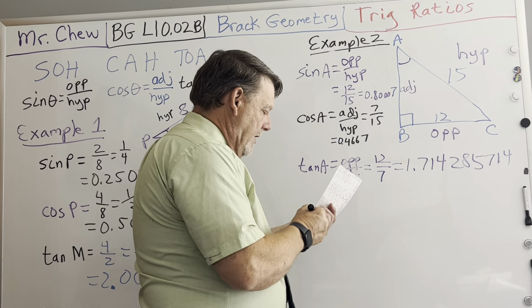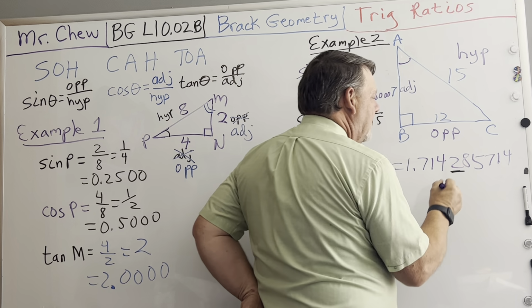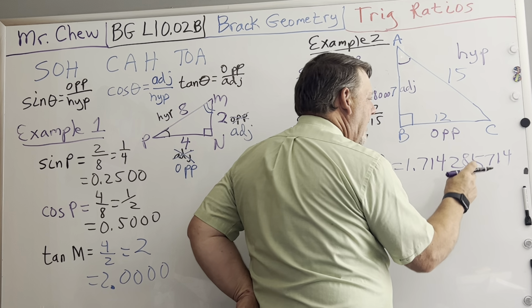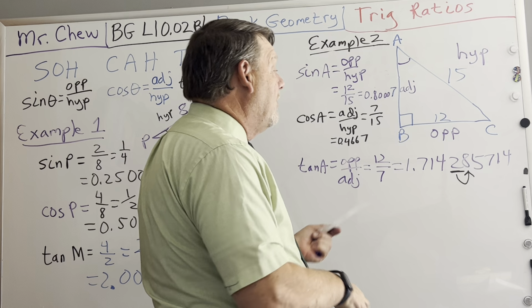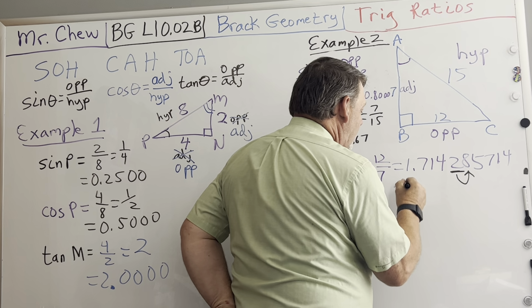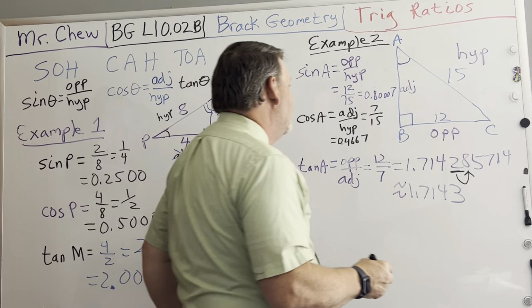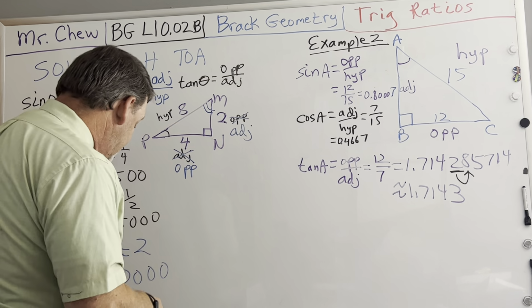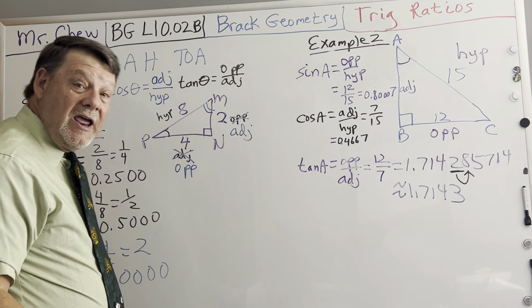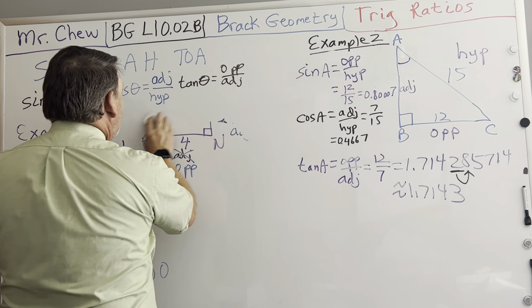So it wants me to round to the nearest 10,000th. Remember, I told you that. So I underline that digit I'm rounding to. I look to the right. That is 5 or bigger, which means I'm going to bump that underline up 1. So it's about 1.7143. So those are all the sines, cosines, and tangents of right triangle acute angles.